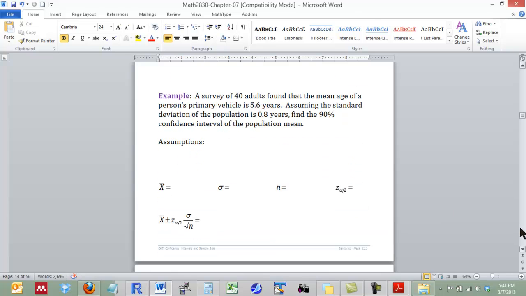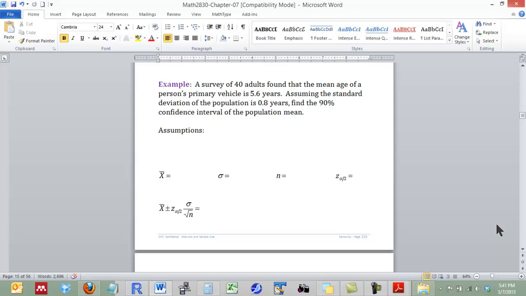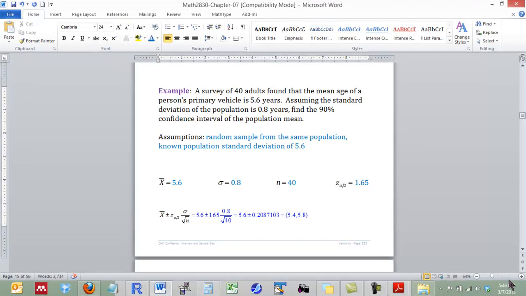All right, so here's a practice example. Pause and go through and see if you can come up with the confidence interval for this scenario. All right, to check yourself, what assumptions did we have to make? We have a random sample from the same population. We have a known population standard deviation. We do not have to assume a normal population because we have a big enough sample size. Our sample size was over 30.